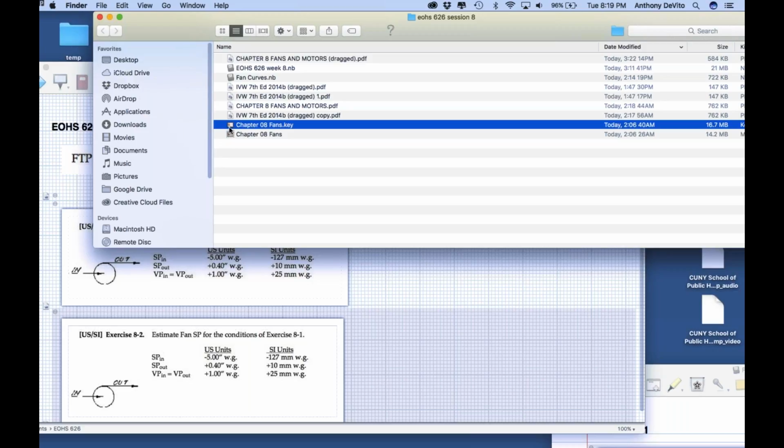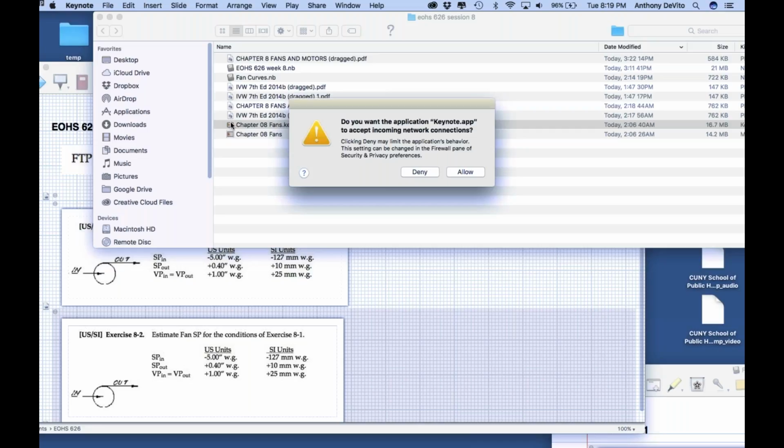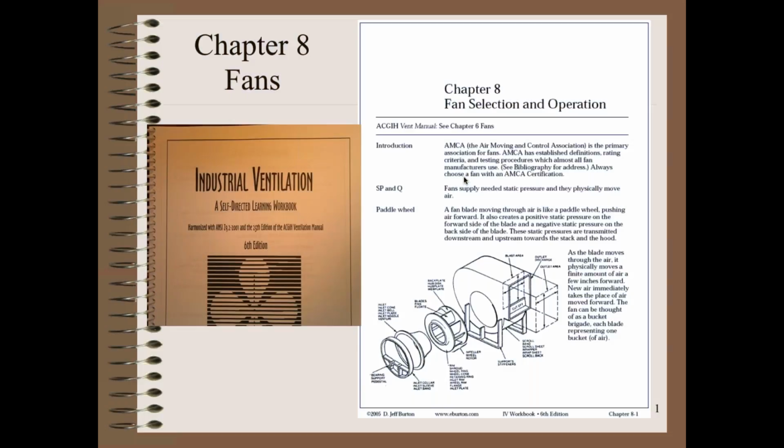PowerPoint here. Okay, I'm going to start out with a PowerPoint. As boring as those things are, he has some pretty good pictures in there, pretty good descriptions. Oh, valid, no problem. Okay, so let's start. Let's start here. Fan selections. I got some notes too.